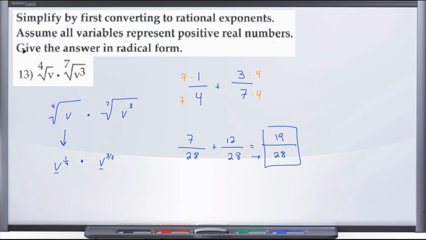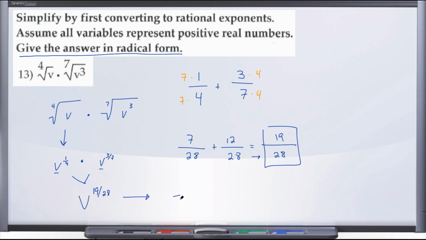But again, let's go back to these directions because they want us to give the final answer in radical form. So we know what our new exponent is, right? When we multiply v to the 1/4 times v to the 3/7, well, here now we're going to end up with v to the, and now we know our new exponent, right? 19 over 28.